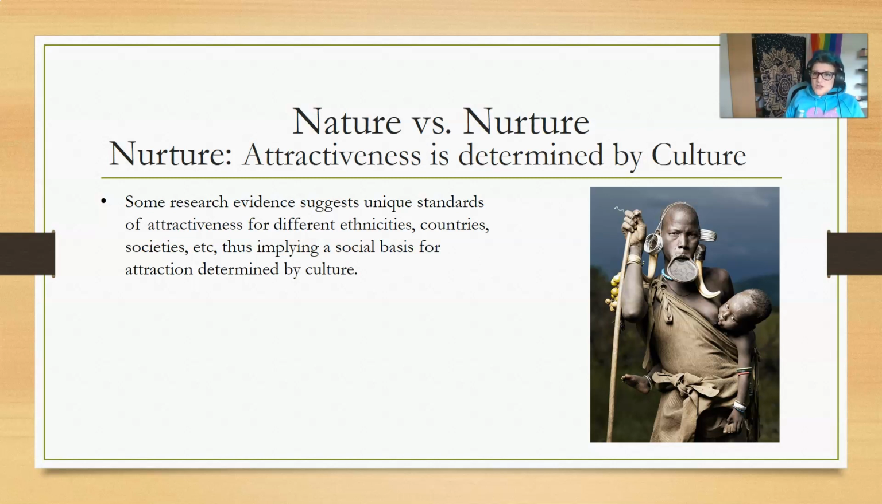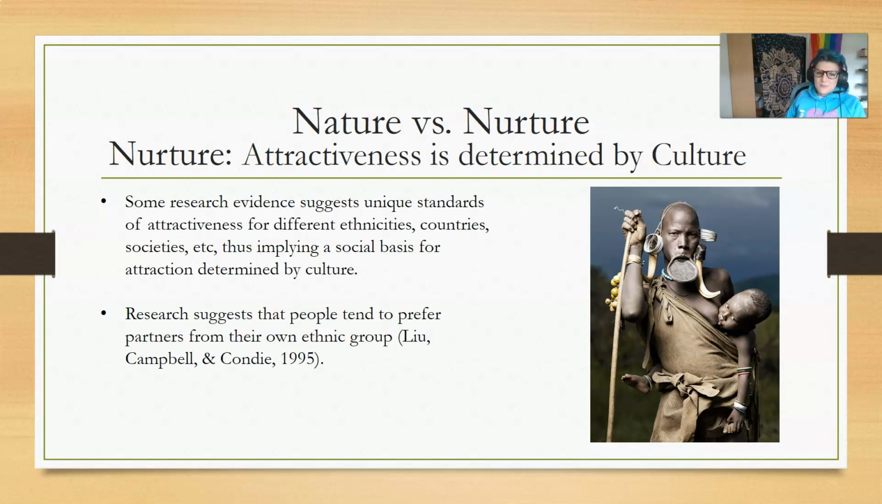So if attraction can change based on time and based on your culture, then can it really be considered to be down to nature? Research suggests that people do tend to prefer partners from their own ethnic group. And so again, your attraction to other people might be associated with nurture and people who you engage with a lot. But again, this doesn't explain attraction in multicultural societies, where people are in relationships with people from many different ethnicities and cultures.